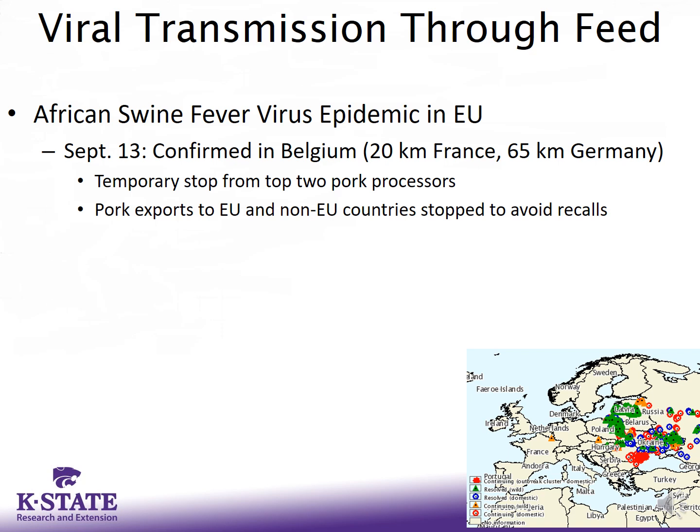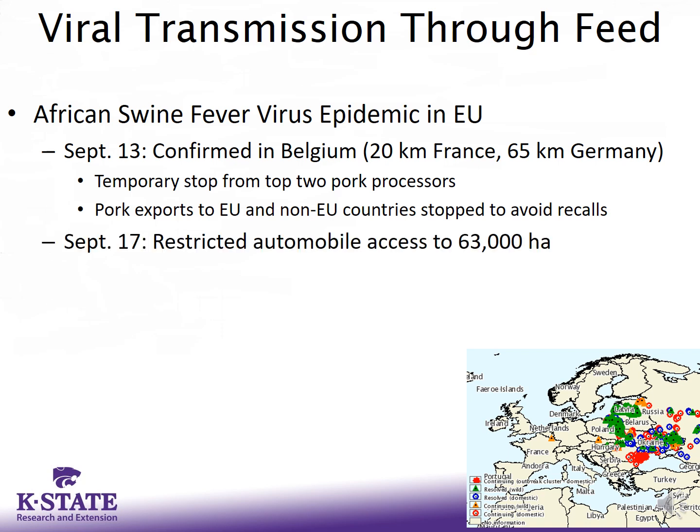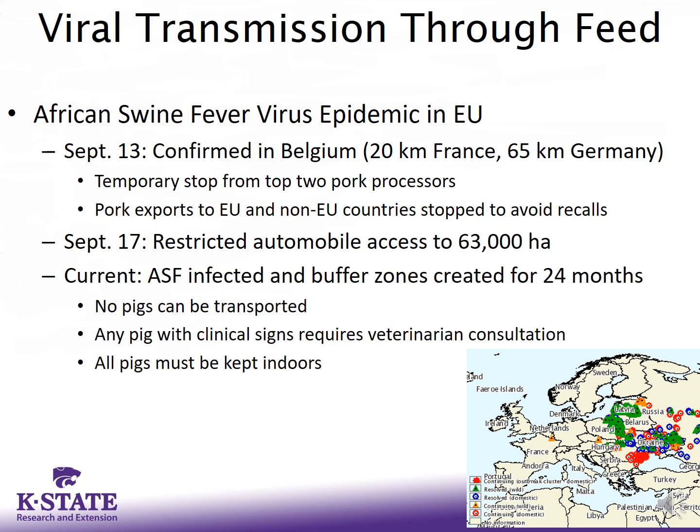This caused two major pork producers within Belgium to put a temporary stop on production, and pork exports to the EU and non-EU countries were stopped to avoid recalls. Because of the potential role of vehicle transmission, Belgium actually restricted all automobile access to 63,000 hectares within the country.